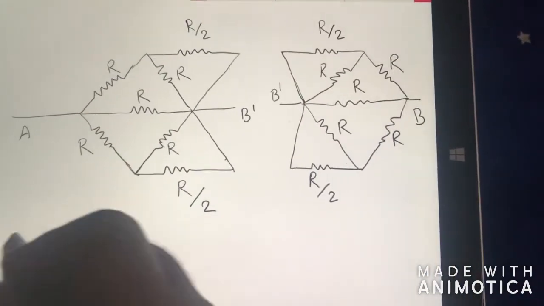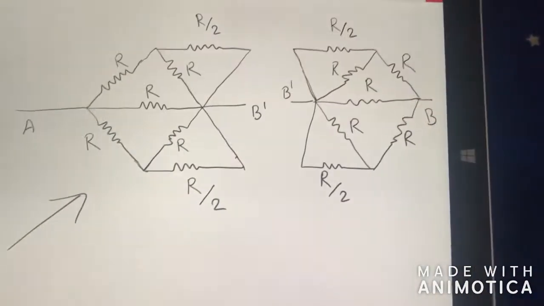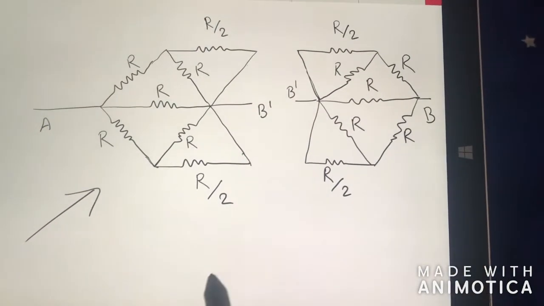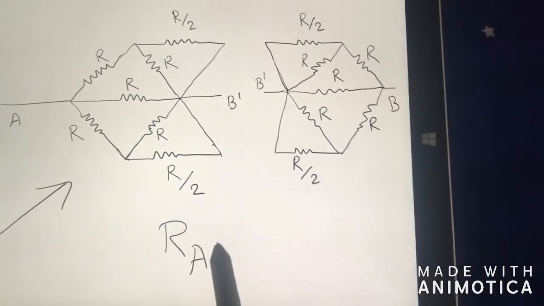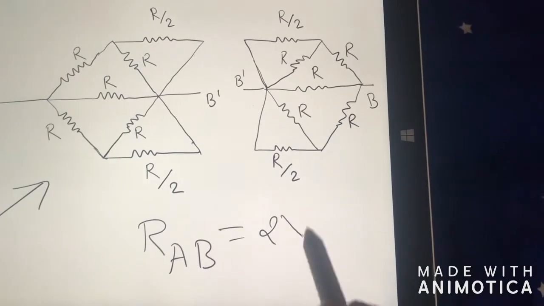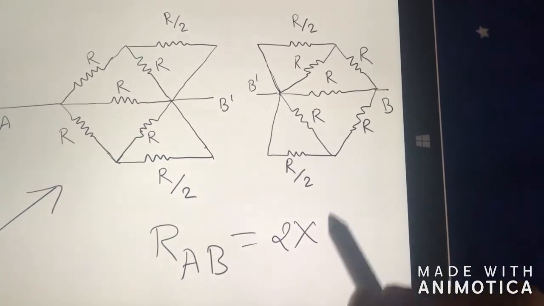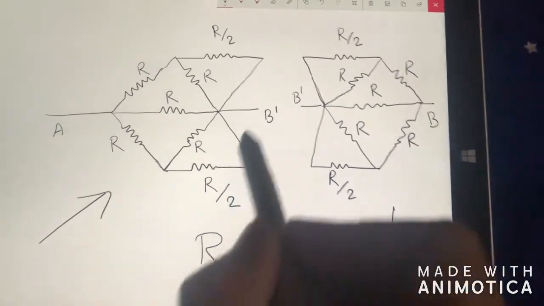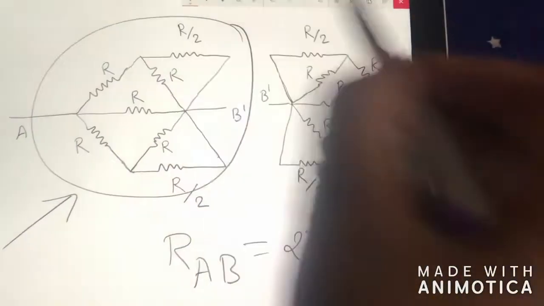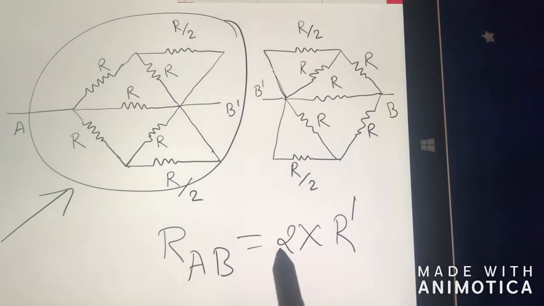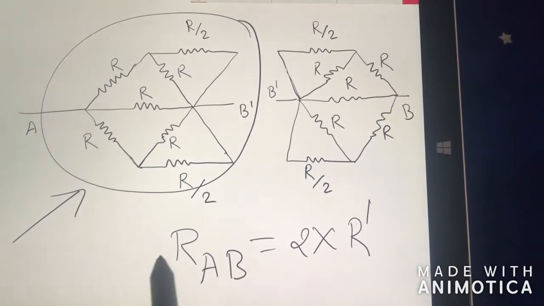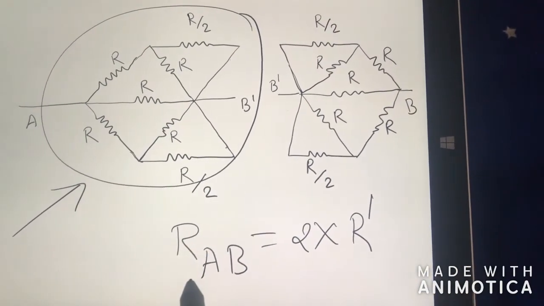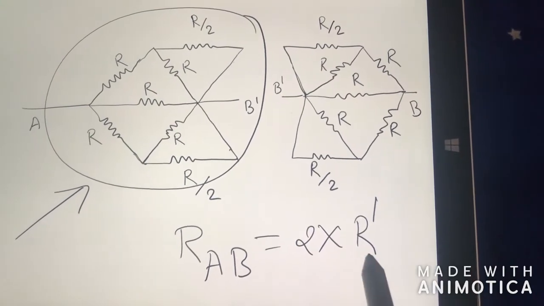If we solve this complex circuit, then we can conclude the final answer R_AB will be two times the first complex circuit. Suppose that is R prime. Now we are going to solve this first part, and finally we will multiply by 2. Then the equivalent resistance AB will be calculated.